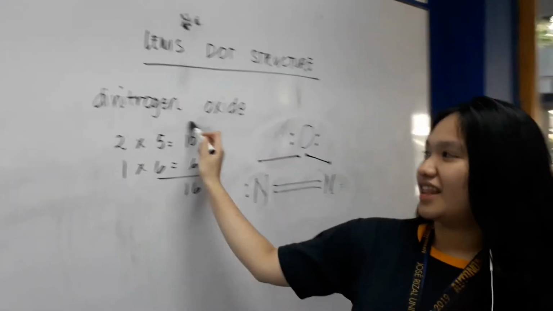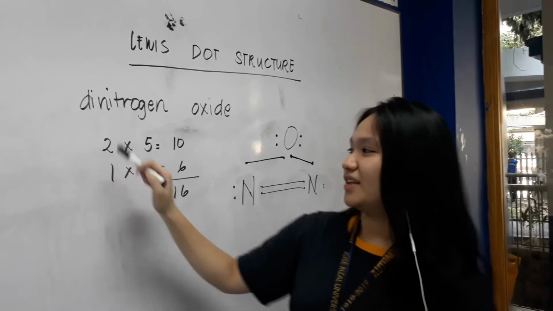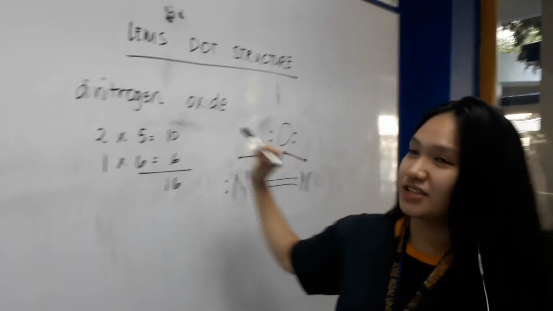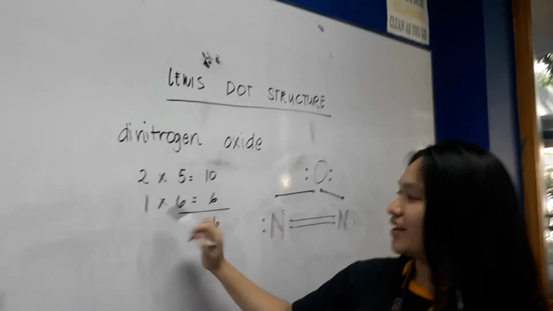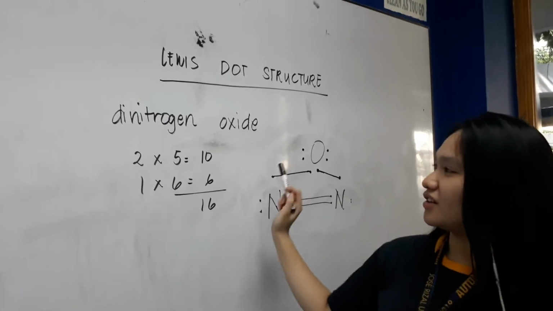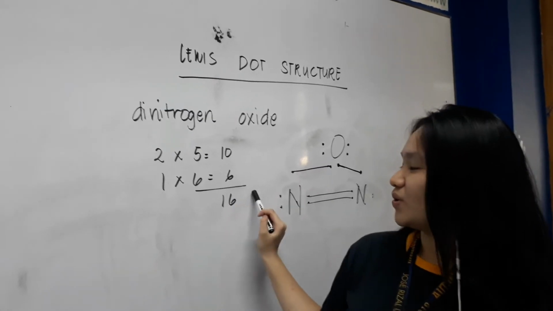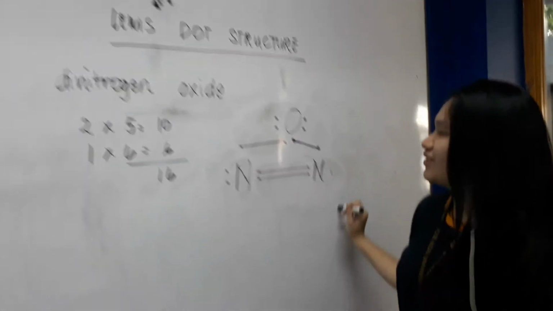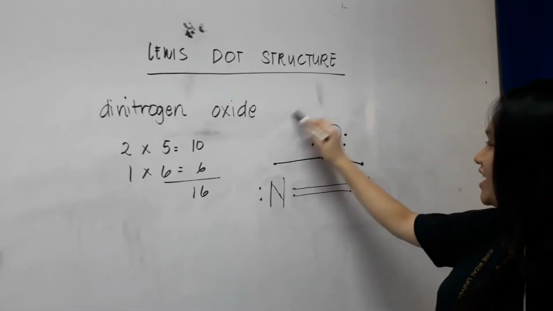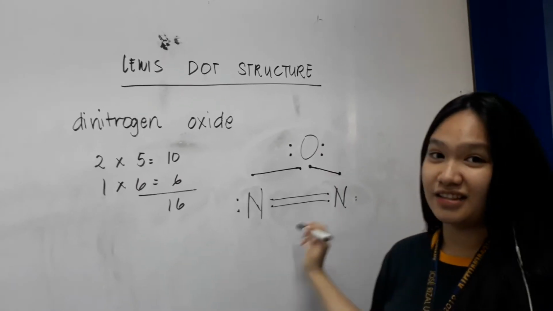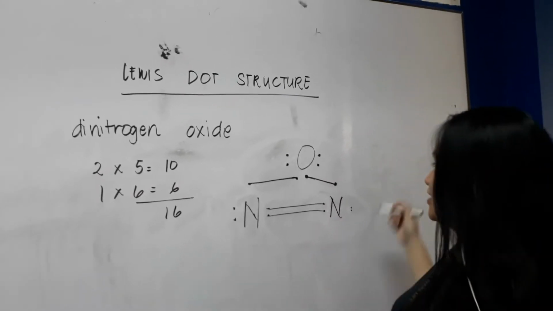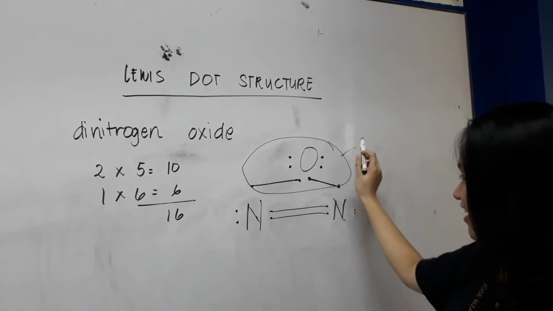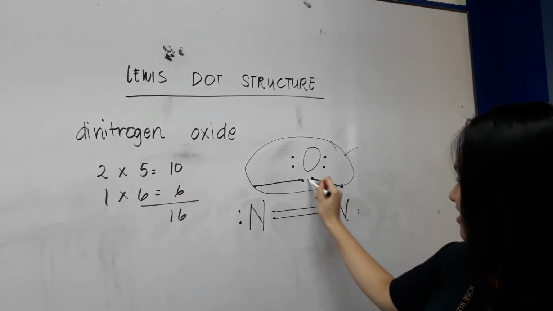So this is how covalent bonding sharing works. Dinitrogen oxide. Di means 2. Nitrogen's valence 5 equals 10. And oxide 1. Valence of oxygen is 6. So we need 16 to be stable. So this is the Lewis dot structure. Each element should contain 8 dots to be stable. So this is the oxygen, correct? Nitrogen.